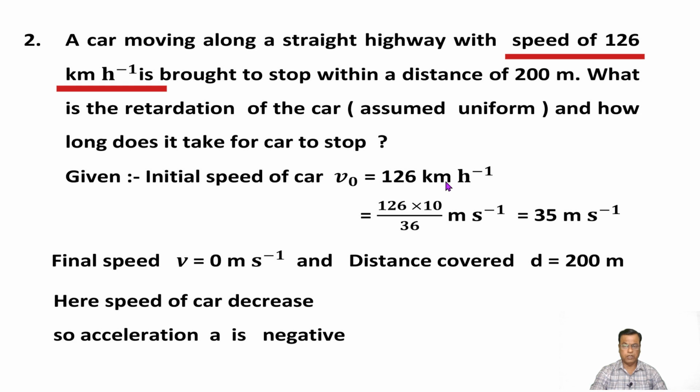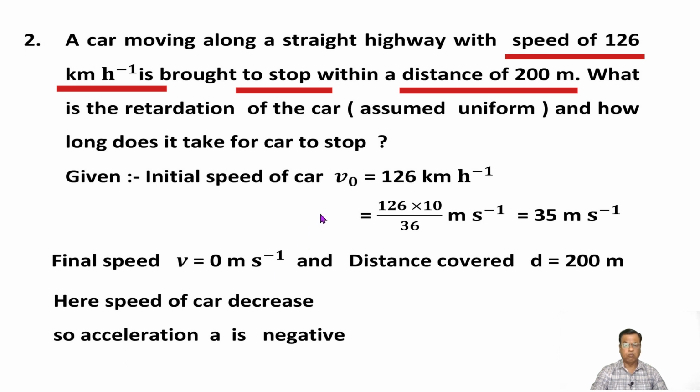To convert kilometer per hour to meter per second, multiply by 10 and divide by 36. So we have 35 meter per second. Now it is brought to stop within a distance of 200 meter. तो ये distance 200 meter कवर करने के बाद कार स्टॉप होती है. तो distance covered D equal to 200 meter and the car becomes stationary. So final speed V equal to 0 meter per second.